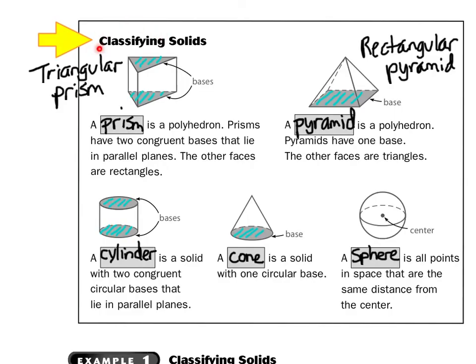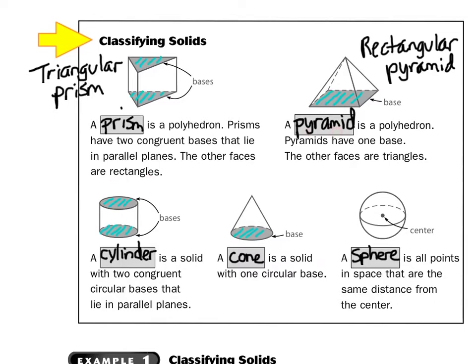Okay, so the best way to classify or name solids is you want to look for the bases. And the bases have to match, or the base, think of it like the floor of the building. Now notice here, when these triangular bases match, and they would never intersect, that's what we call a prism. So we would name it by the base. It's a triangle, so we'd say a triangular prism. The prisms have two congruent bases. That means the triangles are the same. That lie in parallel planes. That means they would never intersect. And the other faces, all the other walls, are rectangles.